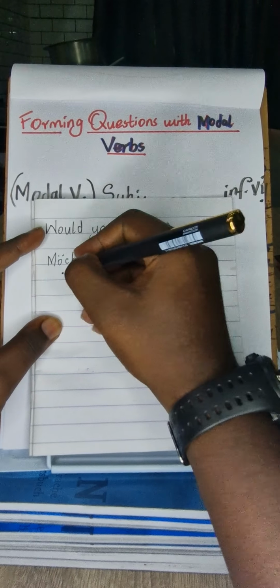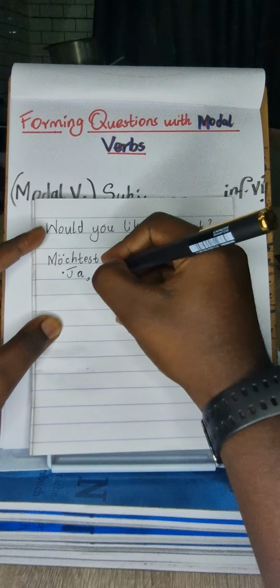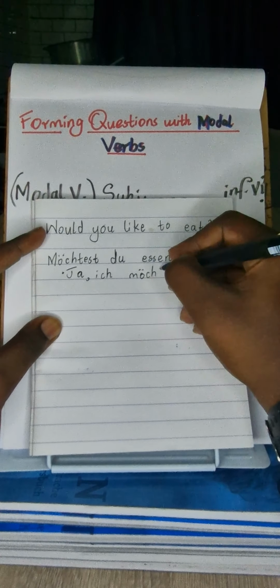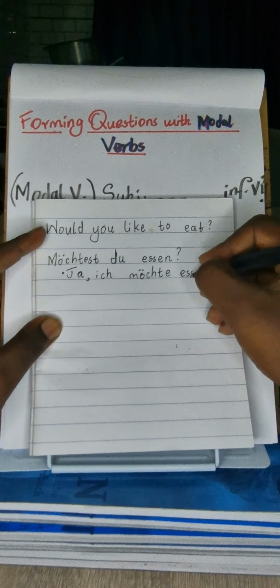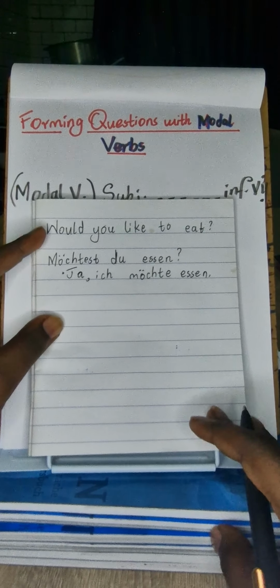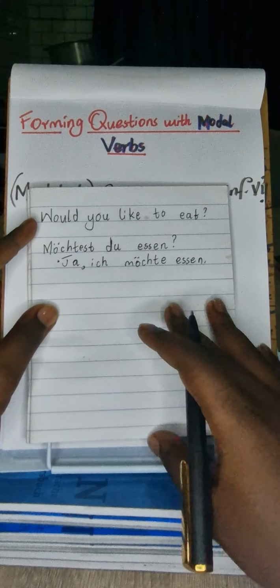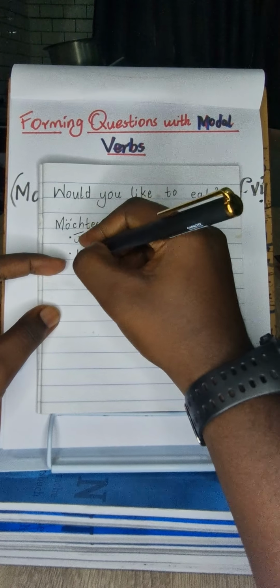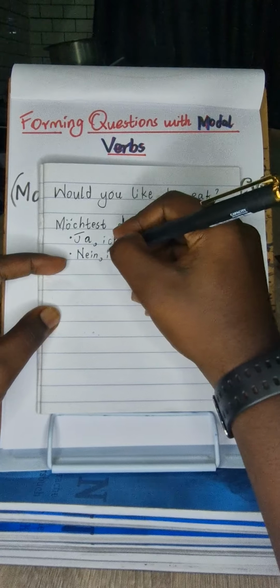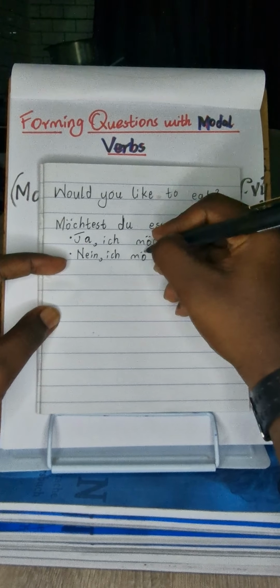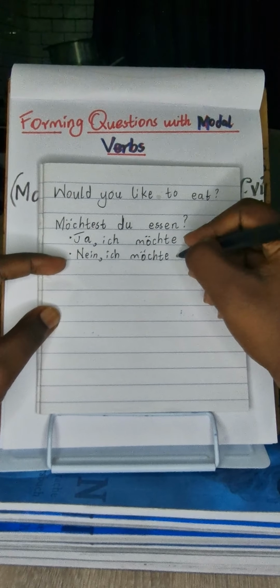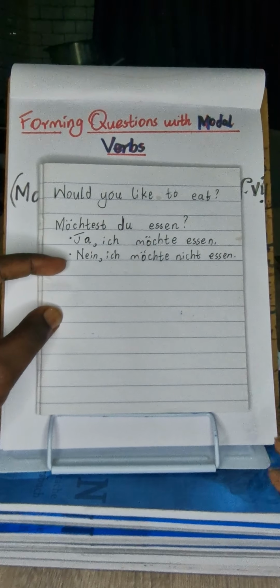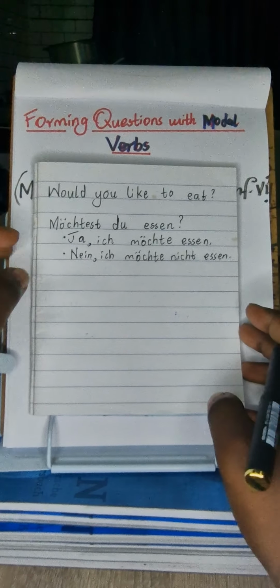Now how do you respond? You simply say ja. Ja, ich möchte essen. Yes, I would like to eat. What if I don't want to eat? No, I don't want to eat, or I wouldn't like to eat. Nein, ich möchte nicht essen.